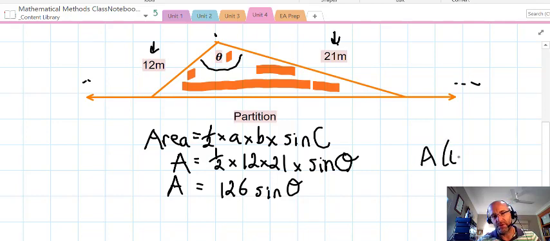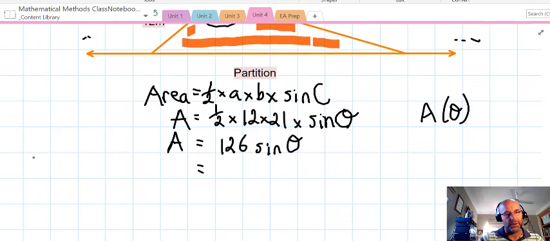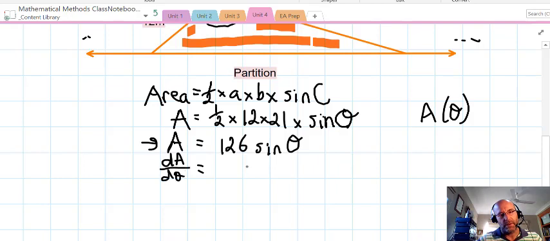So really the function is A of theta. Theta changes A. Theta is the independent variable, A is the dependent variable, and they're both very relevant to what we're trying to find. From our earlier work in optimization, we know we need to find dA d theta, the derivative of this function, and that will help us find a stationary point. So we determine dA d theta. That would be 126 cos theta.